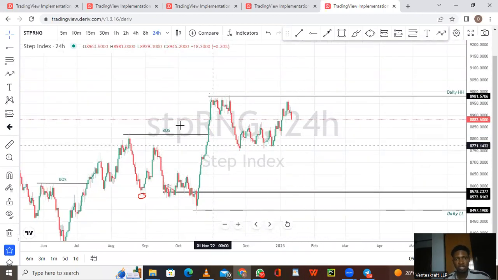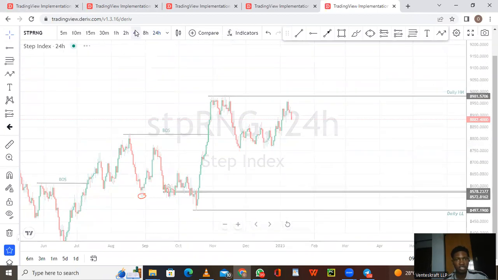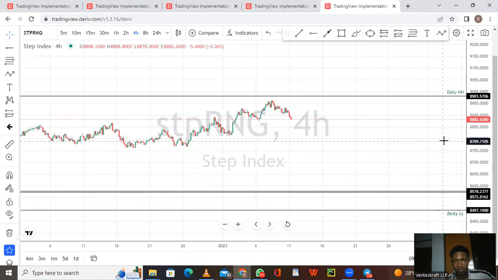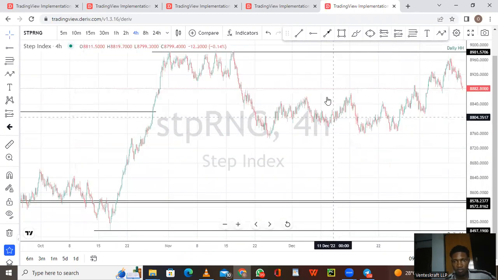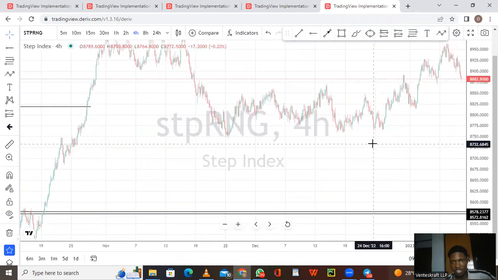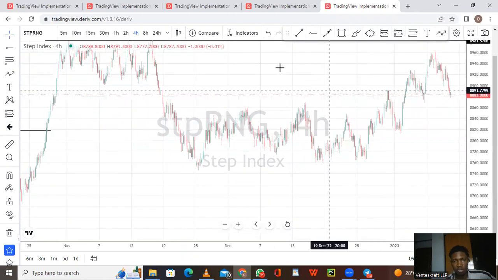Then with this, I can scale down to what? The 4-hour time frame to check what the market is doing. So I have already understood what the market is doing on the daily. I'm now on the 4-hour time frame. When you look at the 4-hour time frame, you can see that the market is bullish.